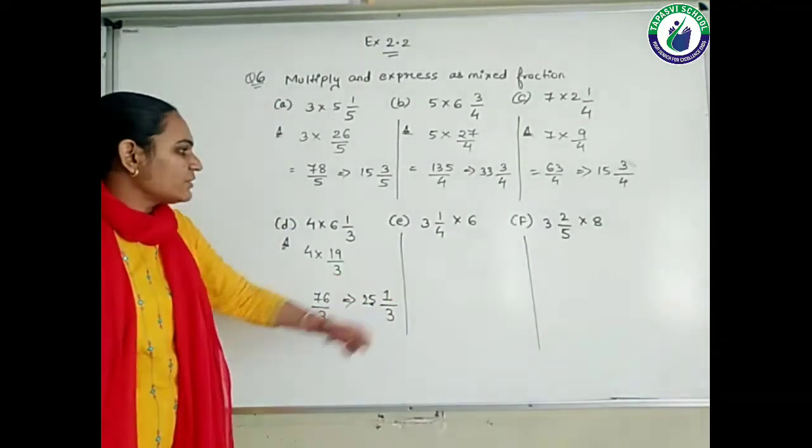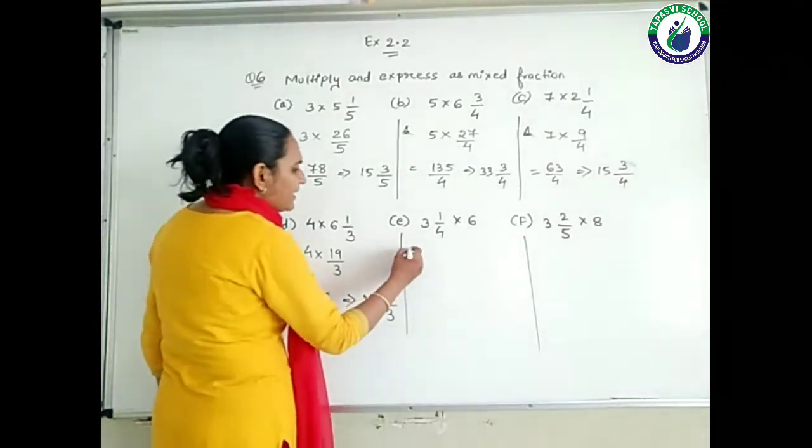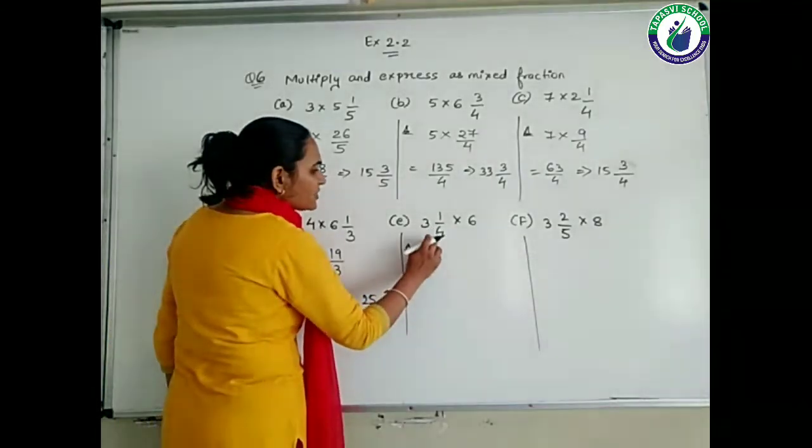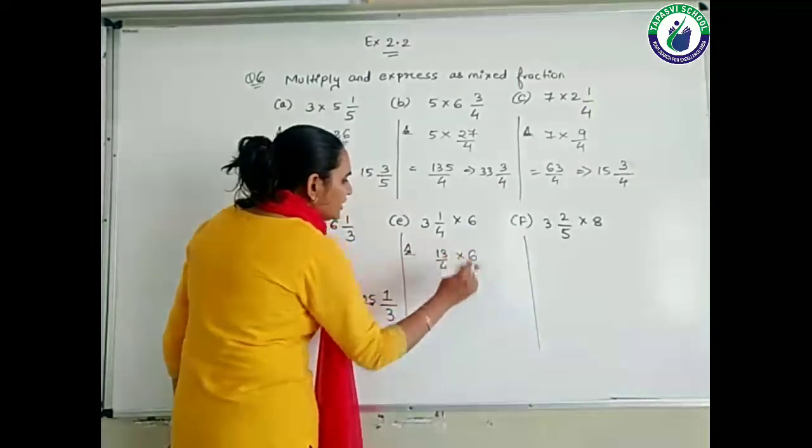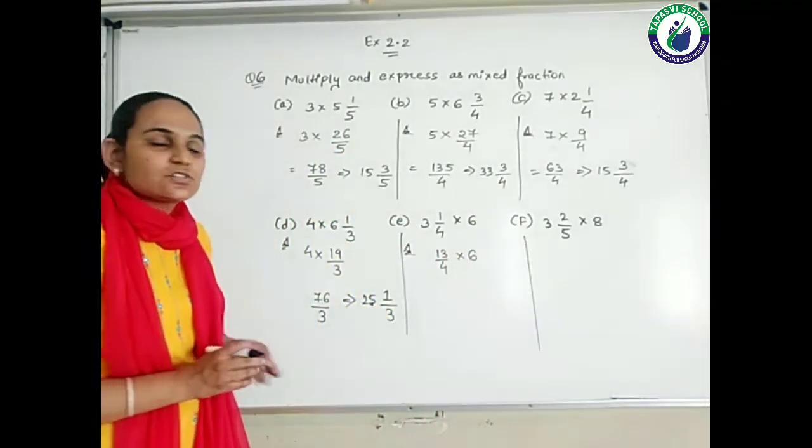Now let's see another question. 3 integer 1 upon 4 multiplied by 6. 3 fours are 12 plus 1, 13 upon 4 into 6. So 13 sixes are, students, 78 upon 4.